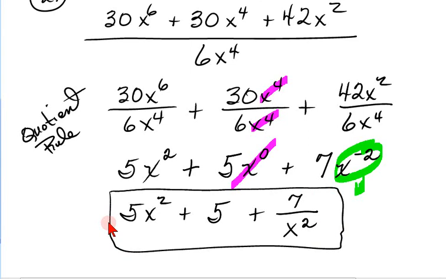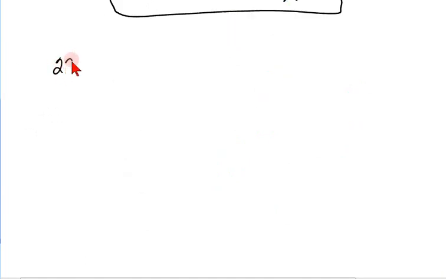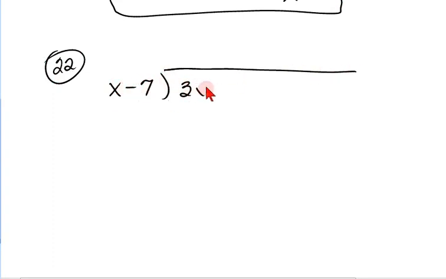And by the way, that's not even a polynomial anymore because it's got an x in the denominator. But don't worry about that. All right, 22 is long division, and I'm going to divide x minus 7 into 3x squared minus 13x minus 56.